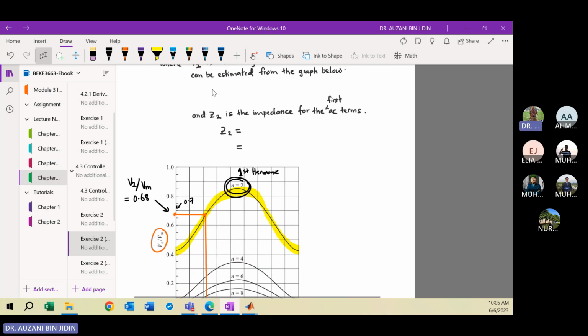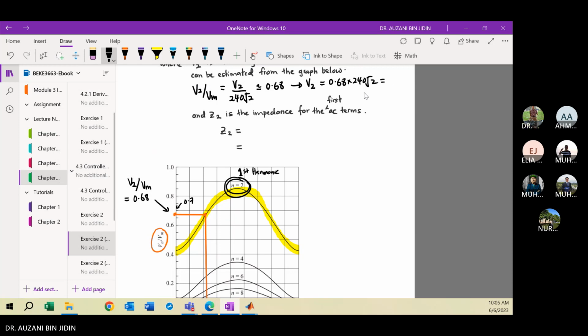V2 divided by Vm is equal to V2 divided by the source voltage in RMS, 240, multiplied by the square root of 2. From the graph we approximate the value as 0.68. So V2 is 0.68 multiplied by 240 times square root of 2, which equals 230.8 volts.